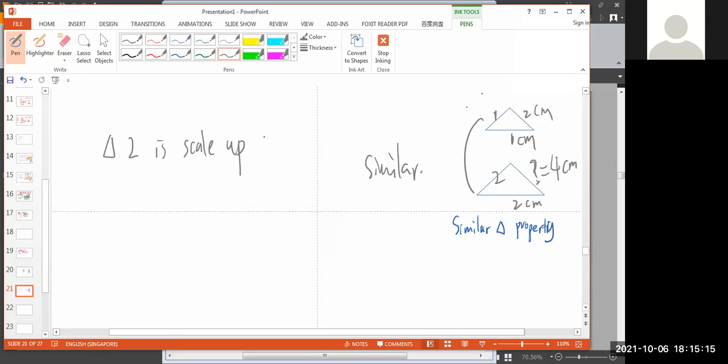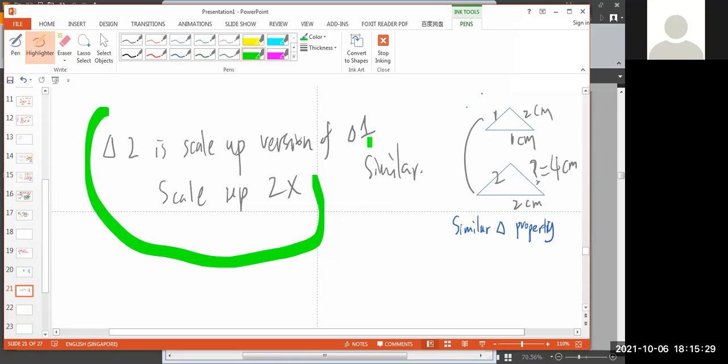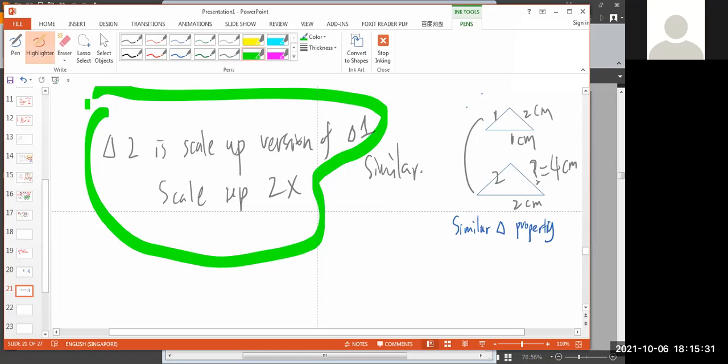Okay, it's a scale up version of triangle 1, and the scale factor is 2 times. I think that's what you are trying to say, right? Yeah. So basically, triangle 1, you 2 times it. That means you enlarge it. You scale up 2 times, you will get your triangle 2 here. So that's why if this is 1, this is 2, this is 2, then this has to be 4 because it's all scale up by 2.